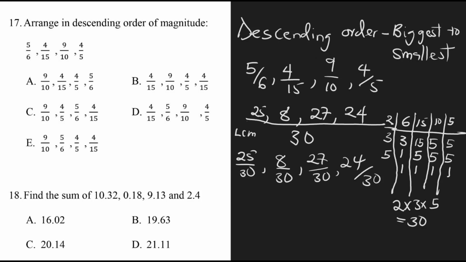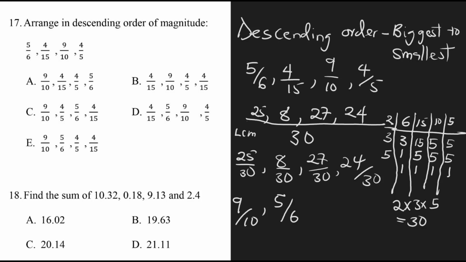Remember, in descending order, we're going to start with the biggest one. So what is the biggest fraction among them? The biggest fraction is the one that has the highest numerator, and the highest numerator is 27, which is from here, and which is 9 over 10. So the biggest fraction is 9 over 10, comma. The next one is what? 25, right? This 25 over 30, which is from here, and this is this fraction, 5 over 6.